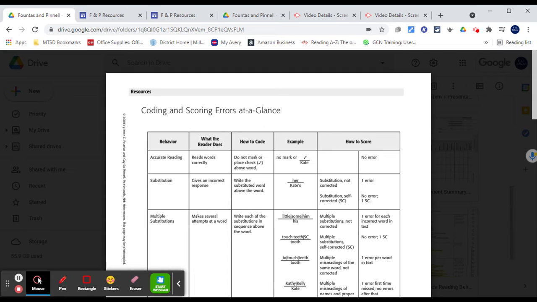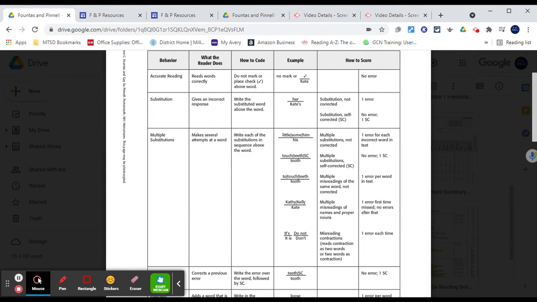Substitution. So if the student reads a word and for that specific word says a different word, you do want to put a line above that word and then quickly write the word that they said or substituted in for that specific word. Here's some examples if they do multiple substitutions. I just kind of write small so I can get that all in there.